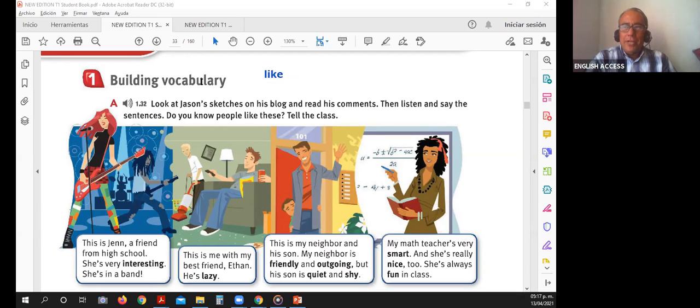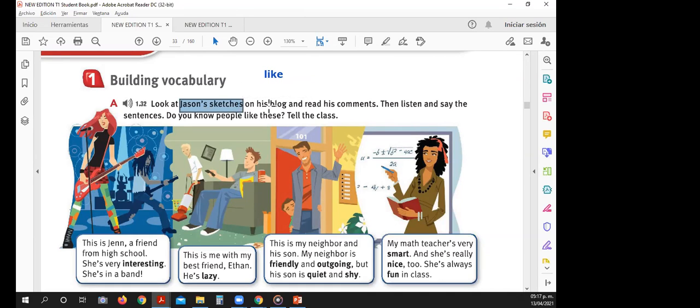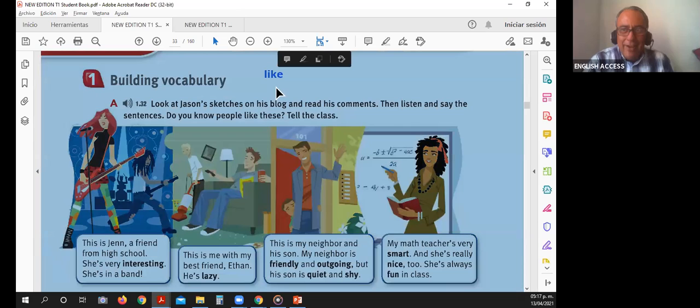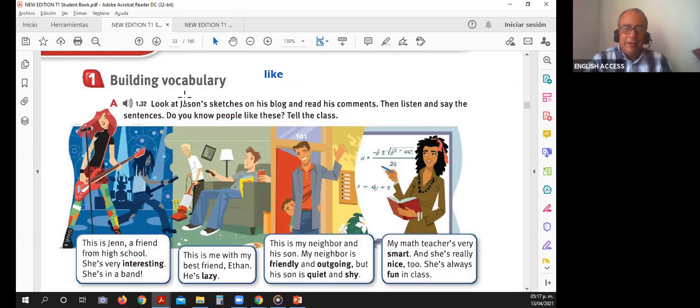It says building vocabulary. And it also says in the instruction, look at Jason's sketches. The sketches belong to who? You know what a sketch means? Scenario. Okay, that's scenario. A sketch is like a small play. You see here sketches. The sketches belong to Jason. Look at Jason's sketches on his blog and read his comments.